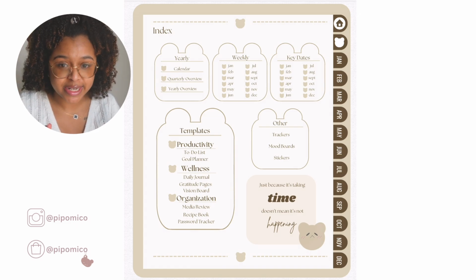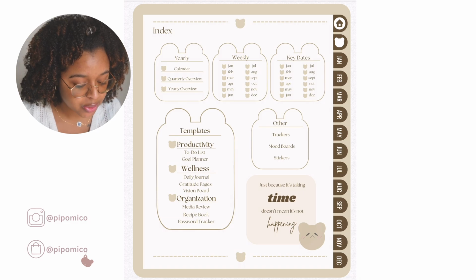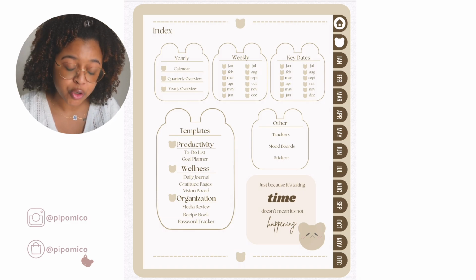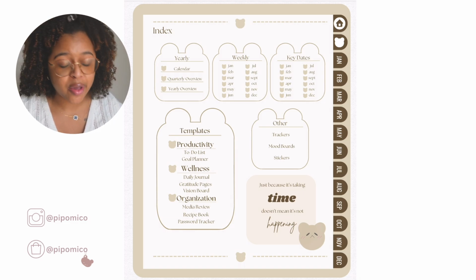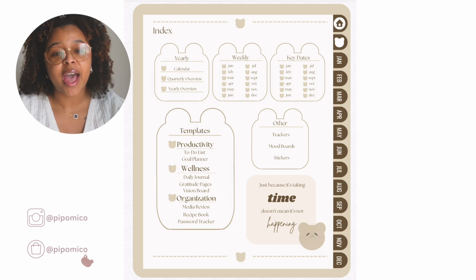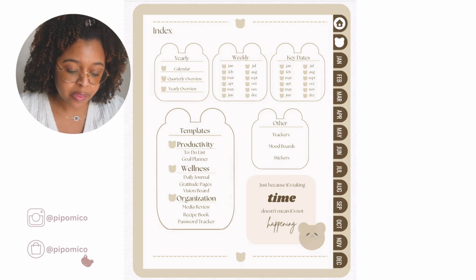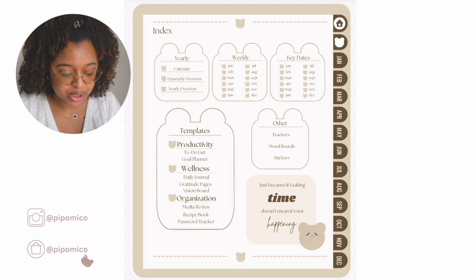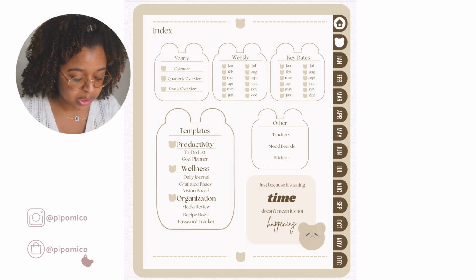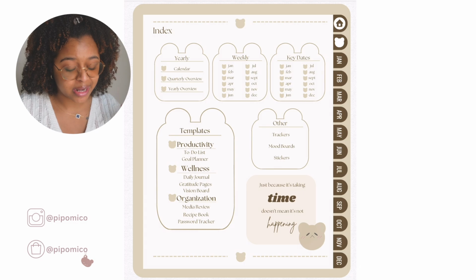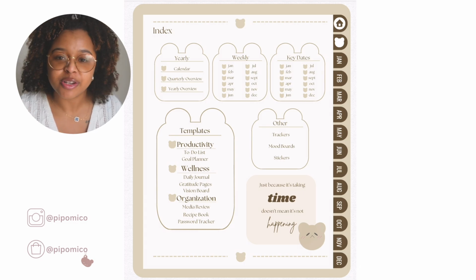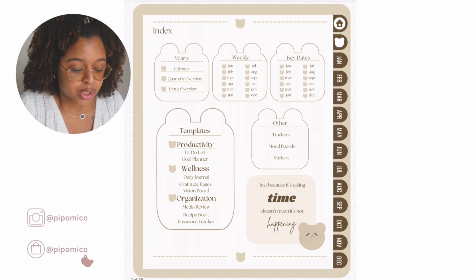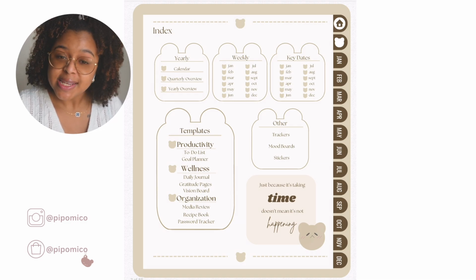So here I have the index page where I have the yearly calendar. I have a quarterly overview for your goals or anything that you plan. I also have your yearly overview. I have a weekly calendar for each month. I have a space for key dates for each month. I do have templates for productivity, wellness, and organization, and a bunch of other stuff, so we will go over that in this video. So going first, we will go to the yearly calendar.